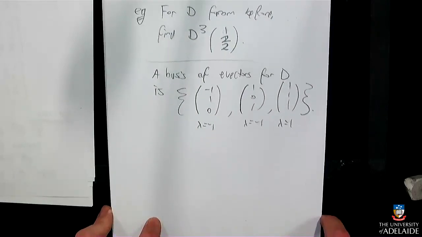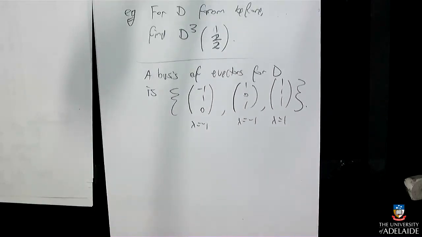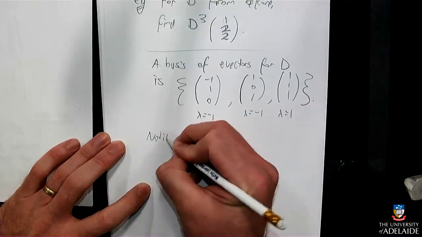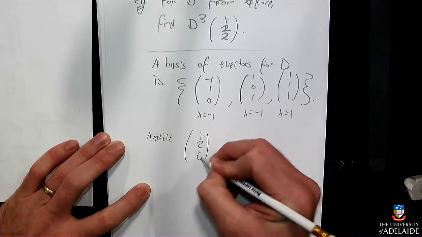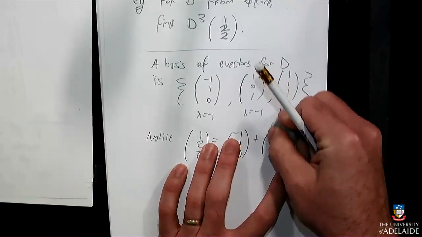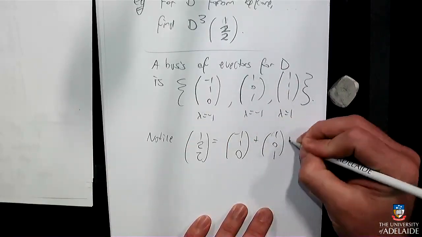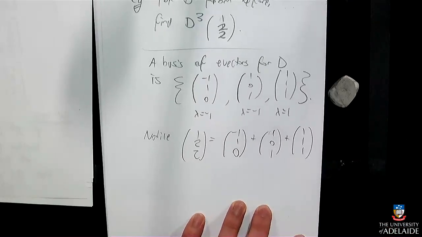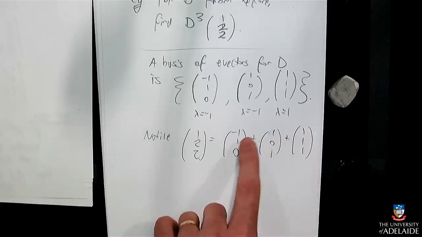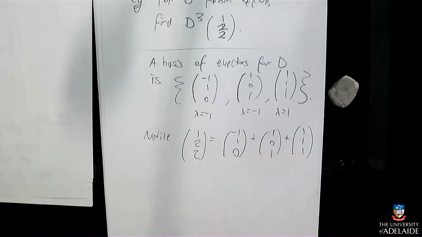Okay. So a basis of eigenvectors is that. And I happen to notice that if I add these three vectors together, it's that vector. Let me just check that. Minus 1 plus 1 plus 1 is 1. 1 plus 0 plus 1 is 2. 0 plus 1 plus 1 is 2. Okay, cool.